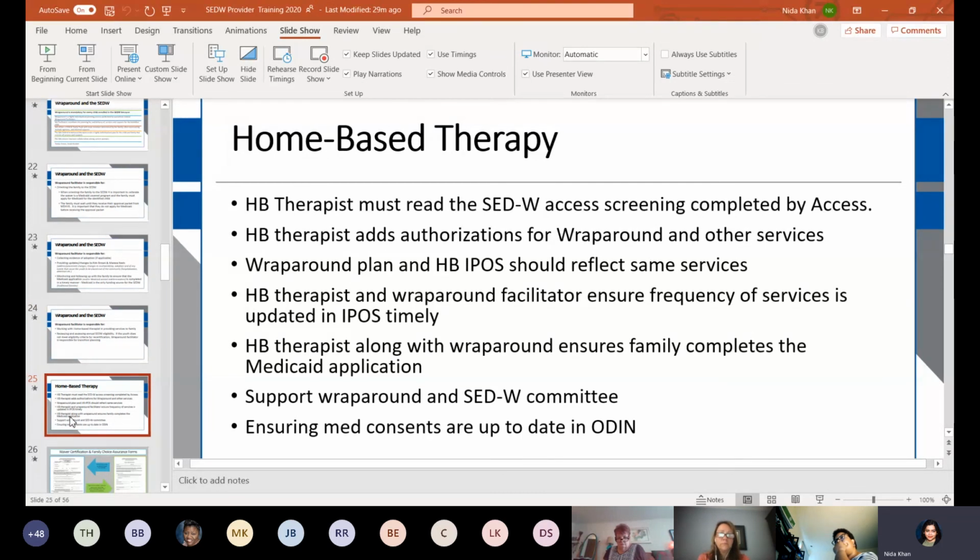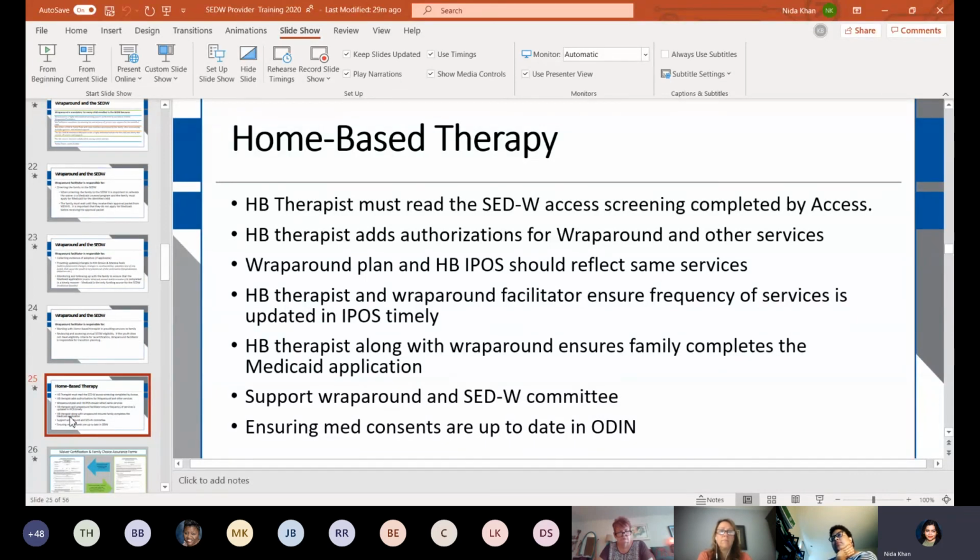Like Kim mentioned before, we definitely recommend families to work with the home-based therapist from one of our providers, but we have had cases in the SED waiver where families have chosen to work with their private therapists or therapists that they're already working with, and that is okay. And in those particular situations, if that is what your family is stating, please speak to your lead, which would be Cassandra at Easter Seals and Katie at OFS in regards to those situations.